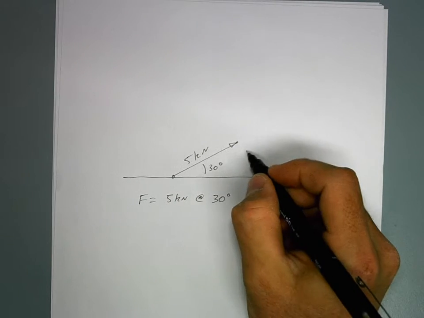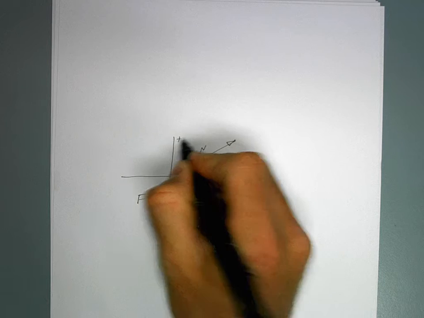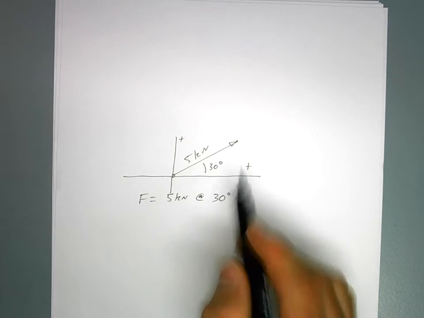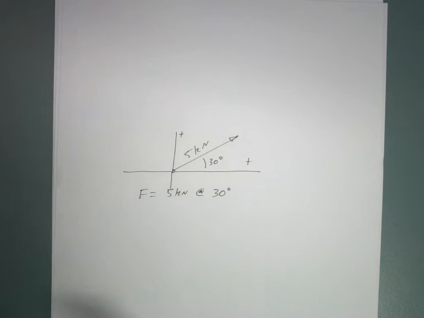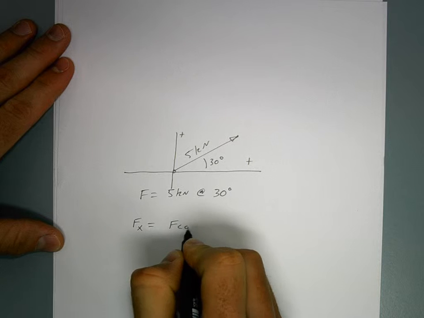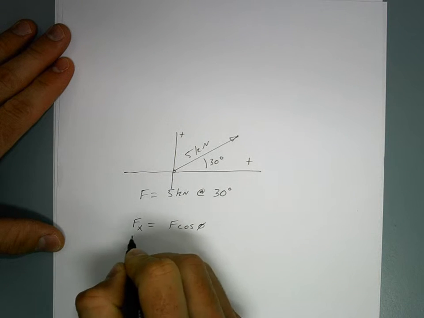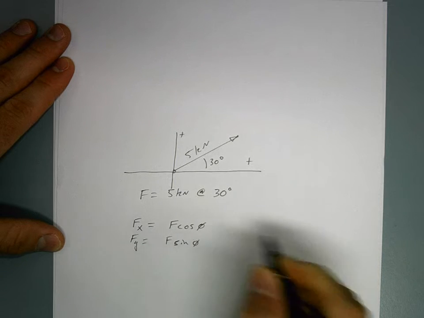Alright, and this is in the positive direction, so if you think about the x and y axis, this is positive in the x-axis, positive in the y-axis. So let's break this one single force down into its component forces. What you can do is apply the equation Fx is equal to F cosine of the angle, and Fy is force times the sine of the angle.